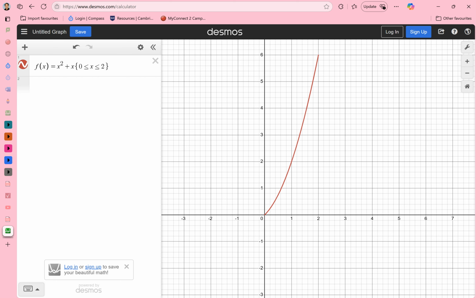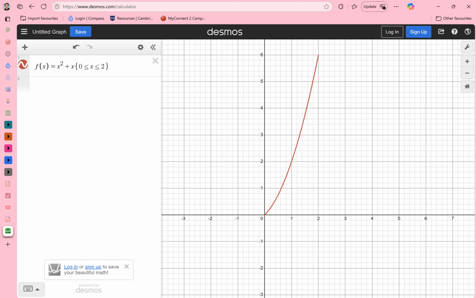0, 2, 6. And how do I get 6? Well, the endpoint, 2, clearly 2 squared plus 2, you told me before. F of 2 is 6. So the range is 0 to 6. My domain is 0 to 2. Does that make a bit more sense? That's what 5b is. So 5b wants you to write that to describe that.